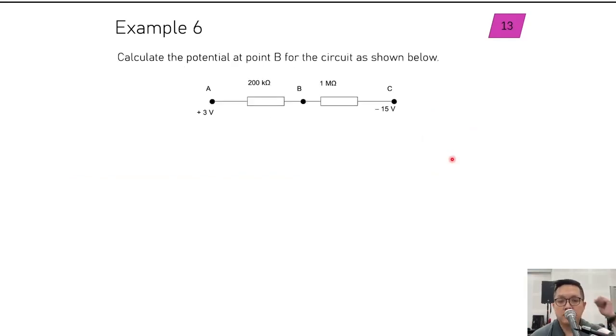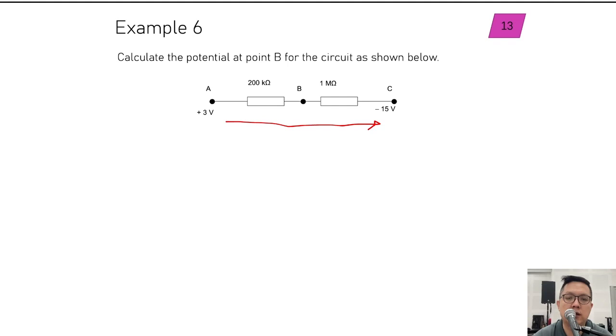Okay, next we have this setup here. Calculate the potential at point B for the circuit as shown below. Here you can see that there are 2 resistors, so there's a potential divider here, and there's a point marked B in the middle. Point A is at positive 3 volts, and point C is at negative 15 volts. So that means the potential drop across here is 18 volts.